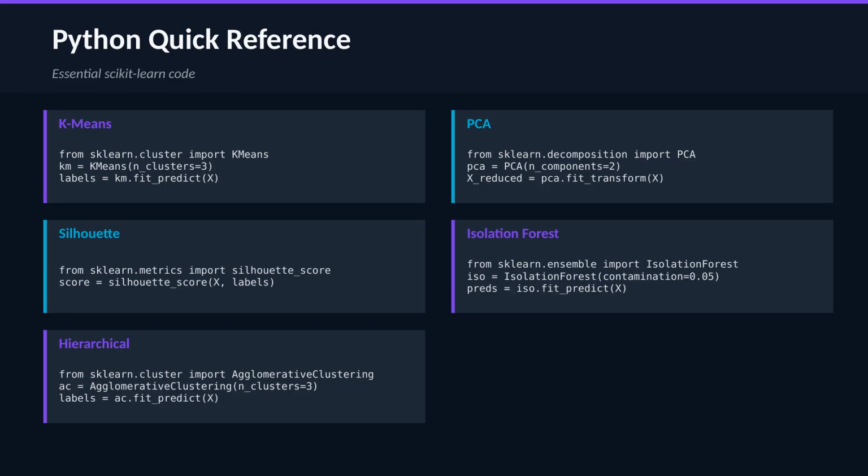Here's the code you need. For k-means, import KMeans from Scikit-Learn.cluster. Create it with n_clusters equals 3. Call fit_predict on your data. For silhouette score, import from Scikit-Learn.metrics. Pass your data and labels. For hierarchical clustering, import AgglomerativeClustering. Same pattern. Set n_clusters and fit_predict. For PCA, import from Scikit-Learn.decomposition. Set n_components to 2 for visualization. Call fit_transform. And for isolation forest, import from Scikit-Learn.ensemble. Set contamination to 0.05. fit_predict returns +1 for normal and -1 for anomalies.